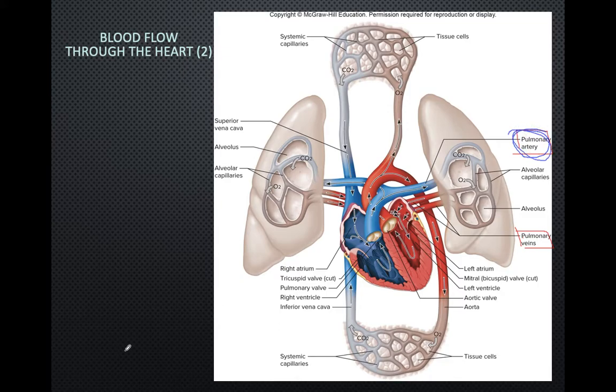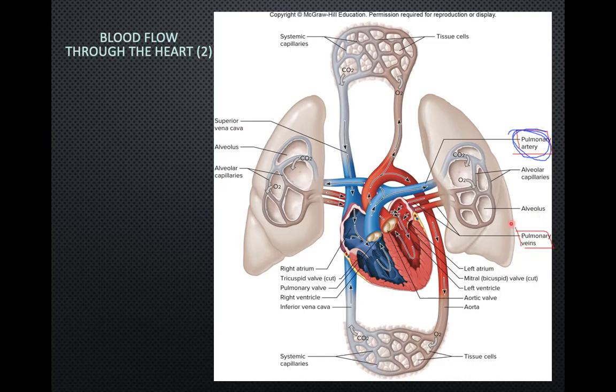Okay, so arteries are blood vessels that send blood out of the heart. Every artery moves away from the heart, and every vein moves to the heart. This is the only instance where we have an artery moving away from the heart carrying deoxygenated blood. Every other artery moves away from the heart but carries oxygenated blood. The pulmonary artery moves away from the heart carrying deoxygenated blood.